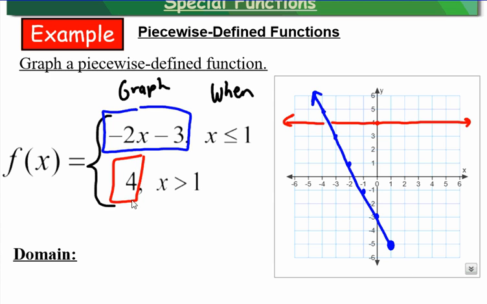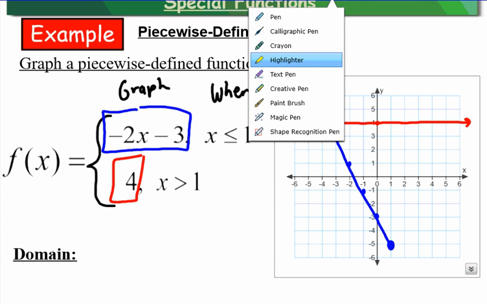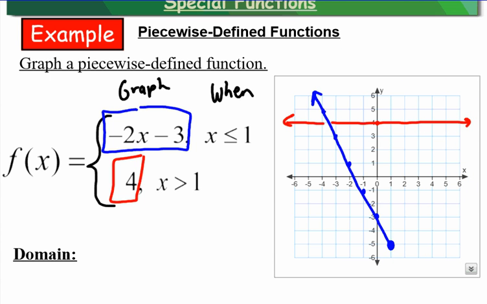The red one picks it up from the right. It says the red one is only valid when x is greater than 1. So if I were looking here, the red one is only valid on this part. So I need to erase the left side of that red line because it is not valid when x is less than 1. So I go back and I'm going to erase this red line for when x is less than 1. And it doesn't say equal to, so I actually need to do an open circle there. We're going to talk about why.